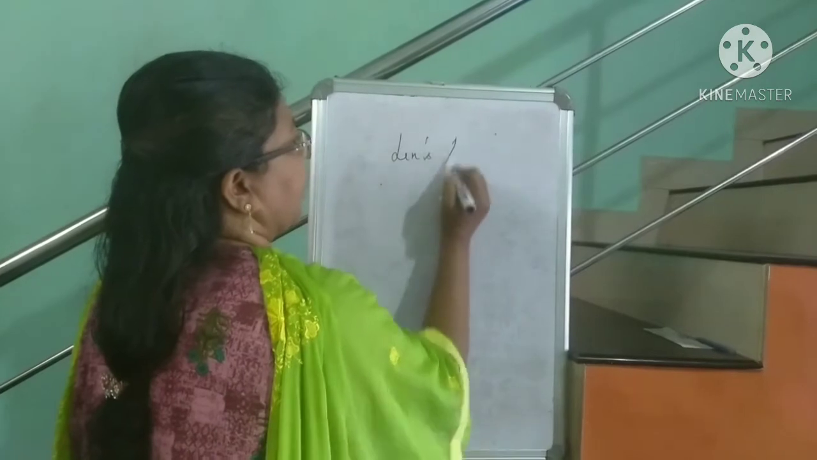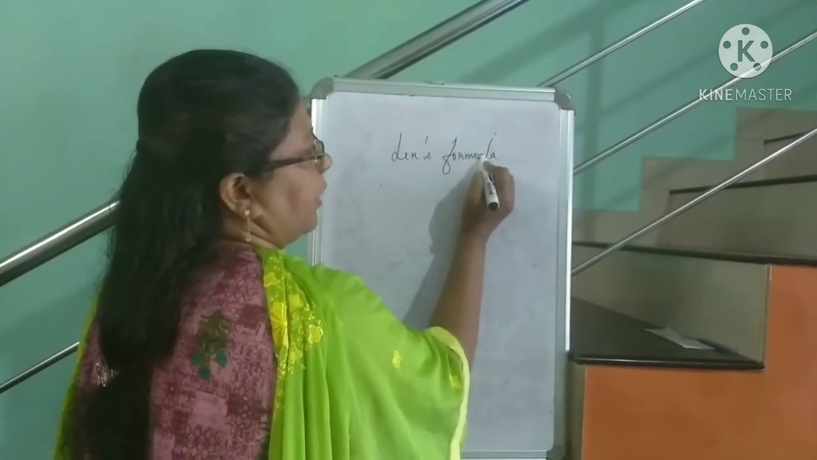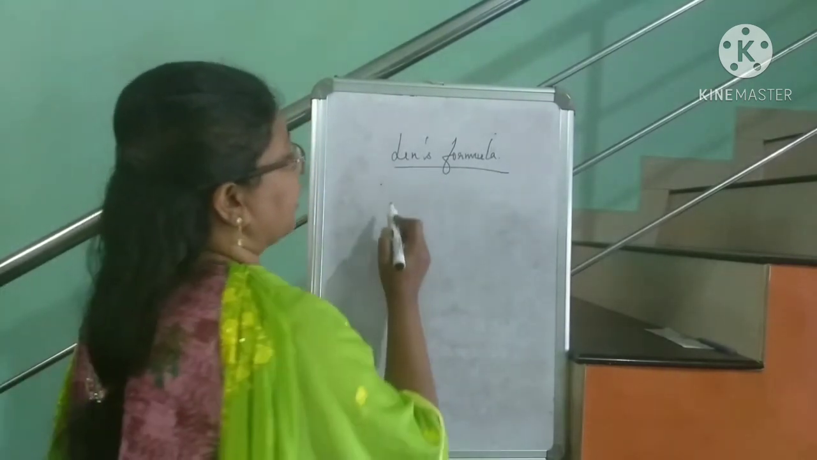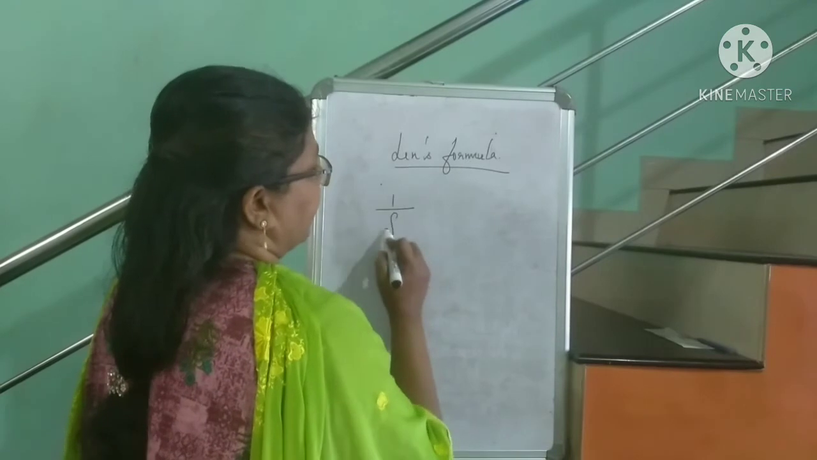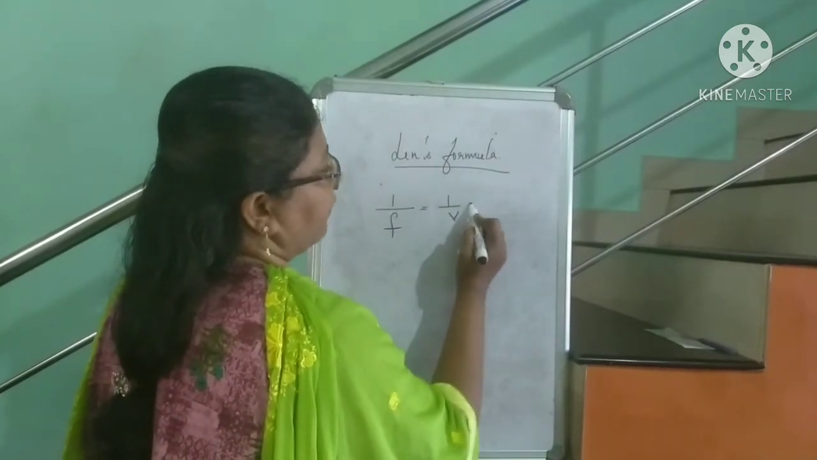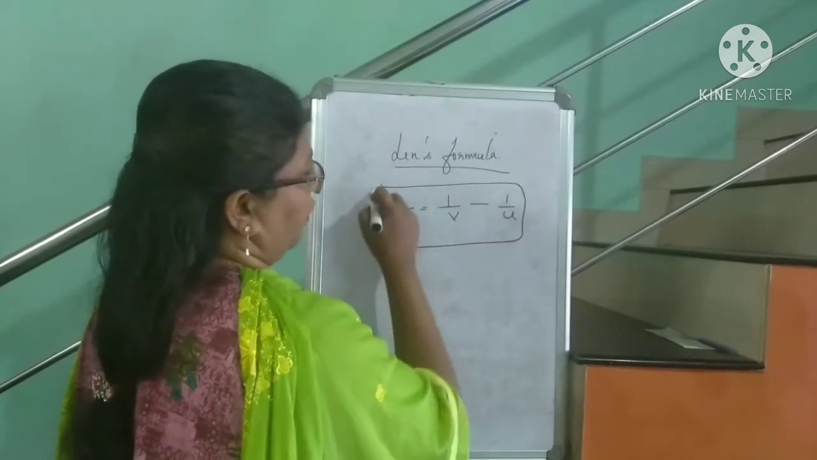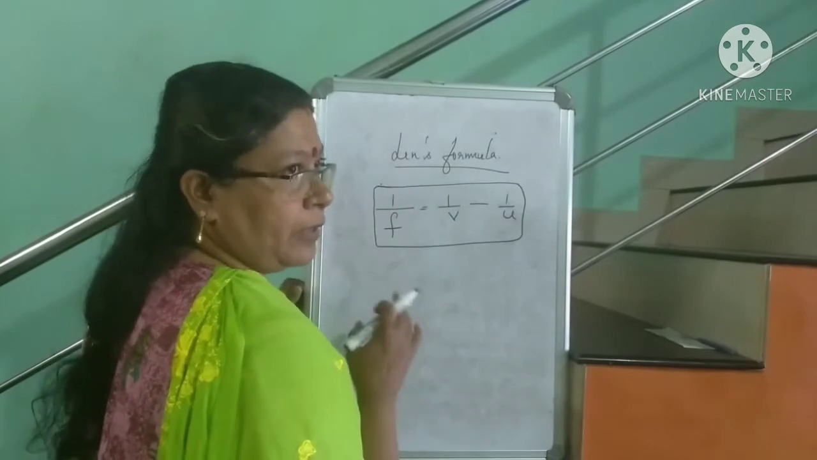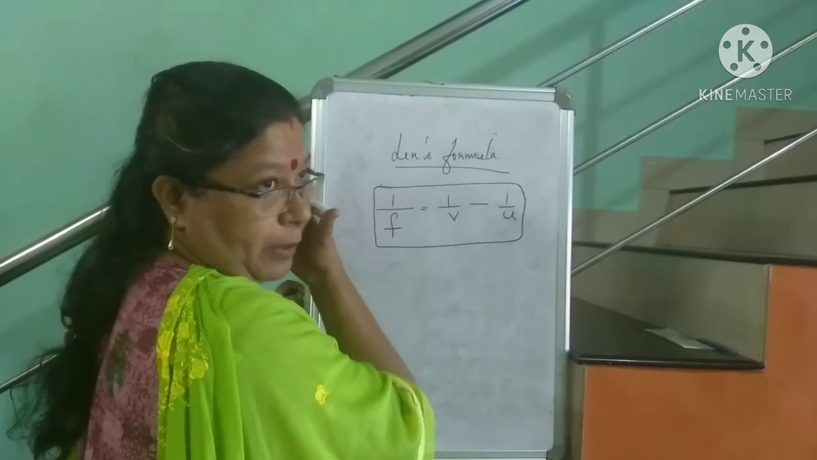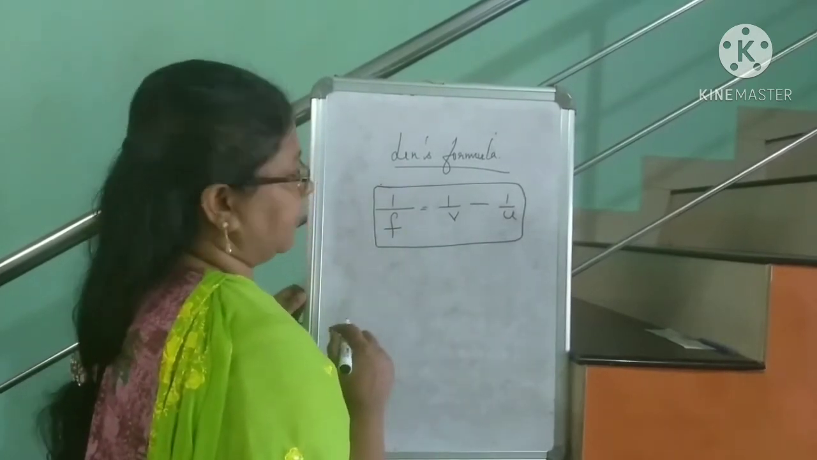You have studied mirror formula. Mirror formula is 1 by f is equal to 1 by u plus 1 by v. Here there is a slight change. That is, lens formula is 1 by f is equal to 1 by v minus 1 by u. You have to do the problems regarding this formula. 1 by f is equal to 1 by v minus 1 by u. The problems will be discussed by your teacher in your physics class.